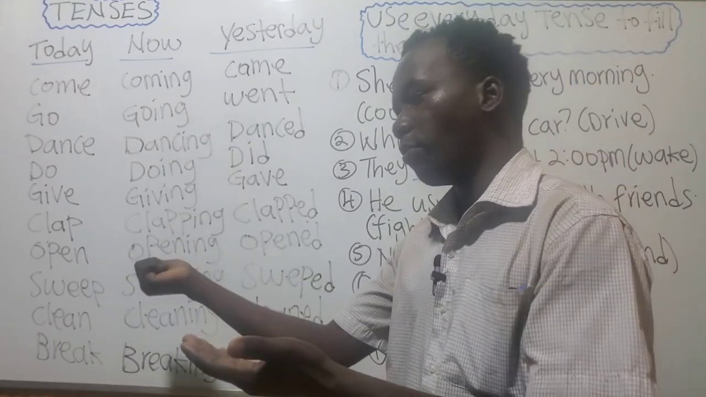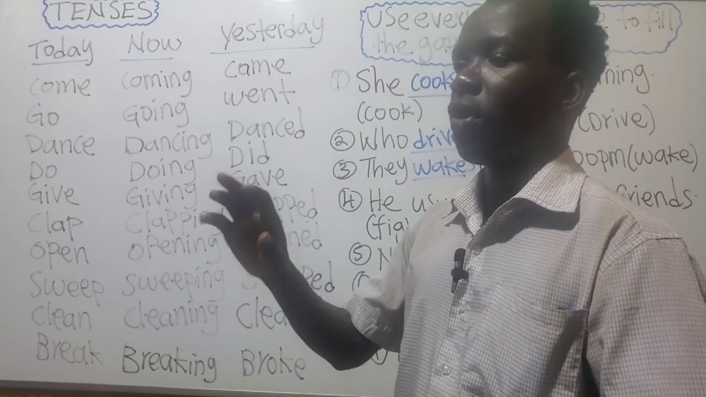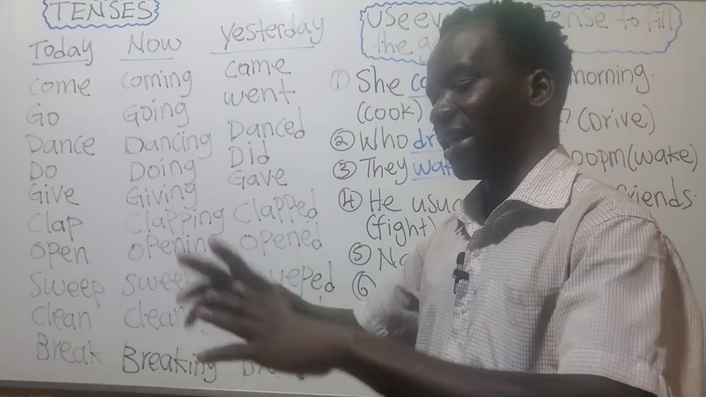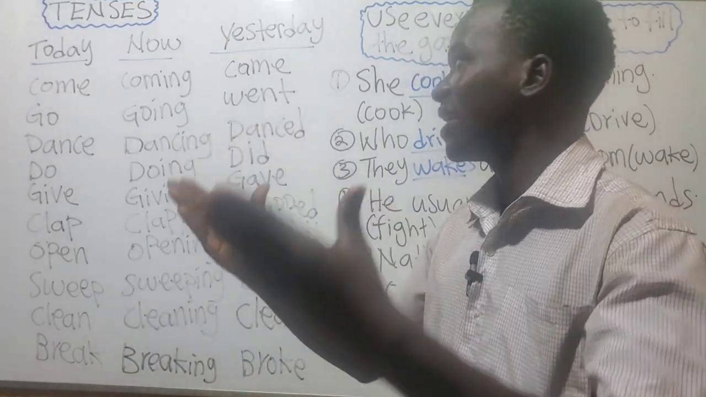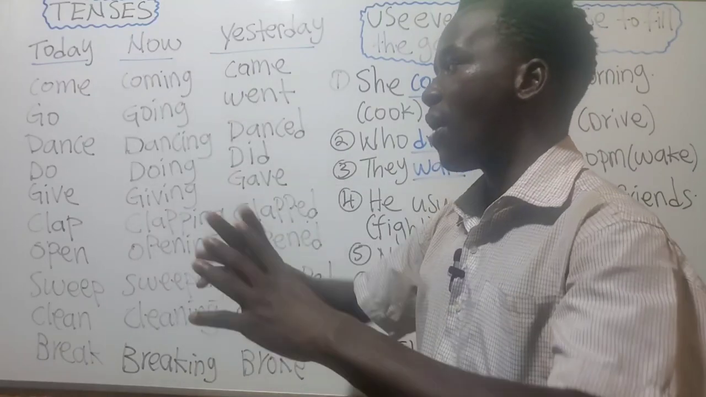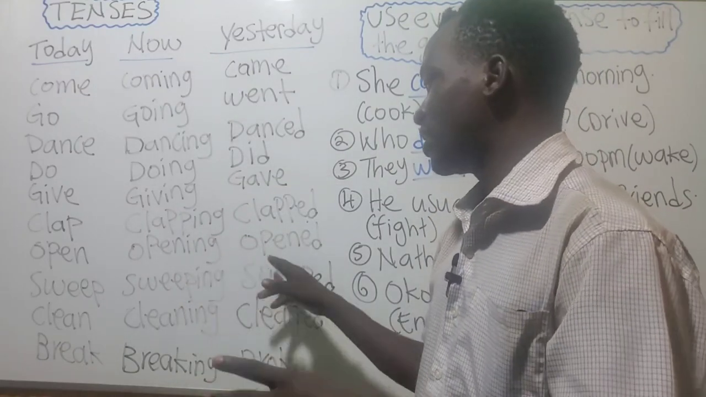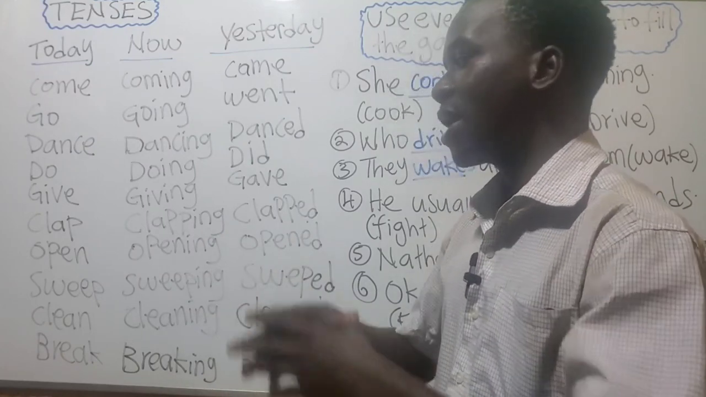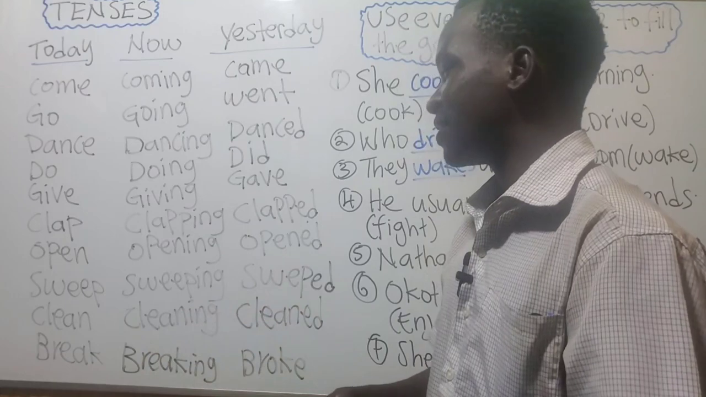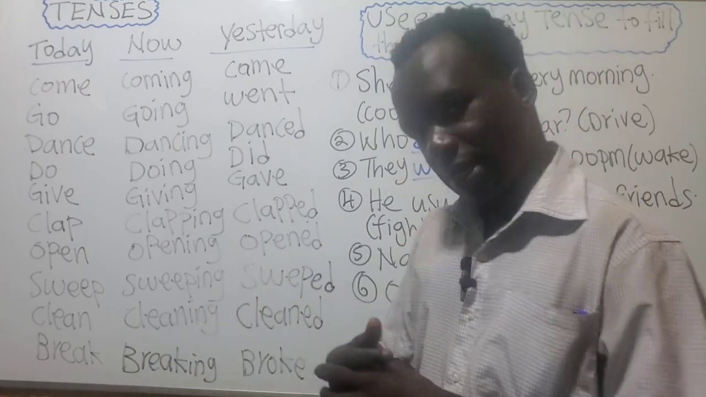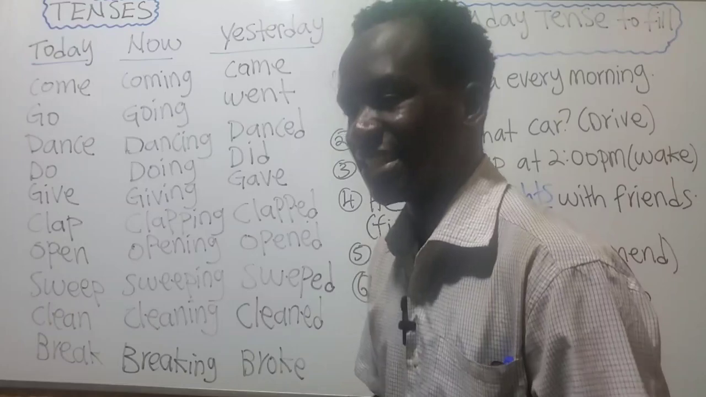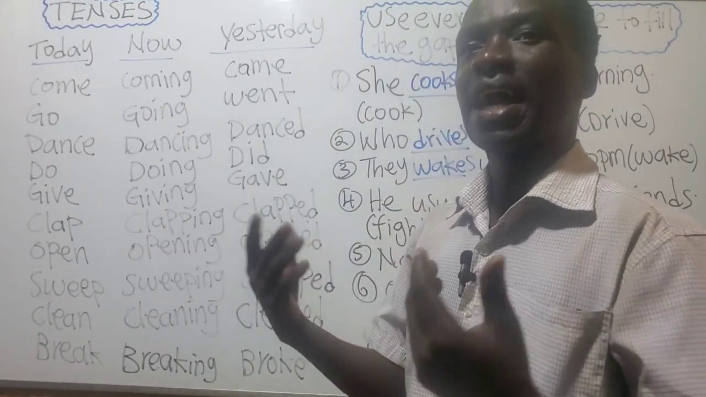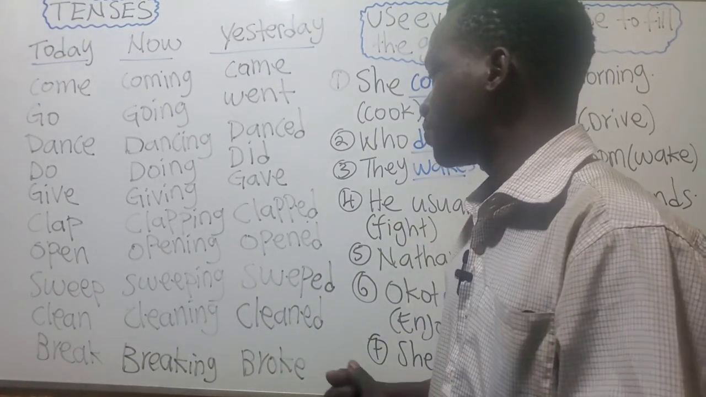And then open. Open the door. Open the car. Open the box. Opening means that you are opening now. And then past we have opened. I opened the car and there was a snake in it. It means that you opened the car and there was a snake inside the car. I opened the car because it was too hot.